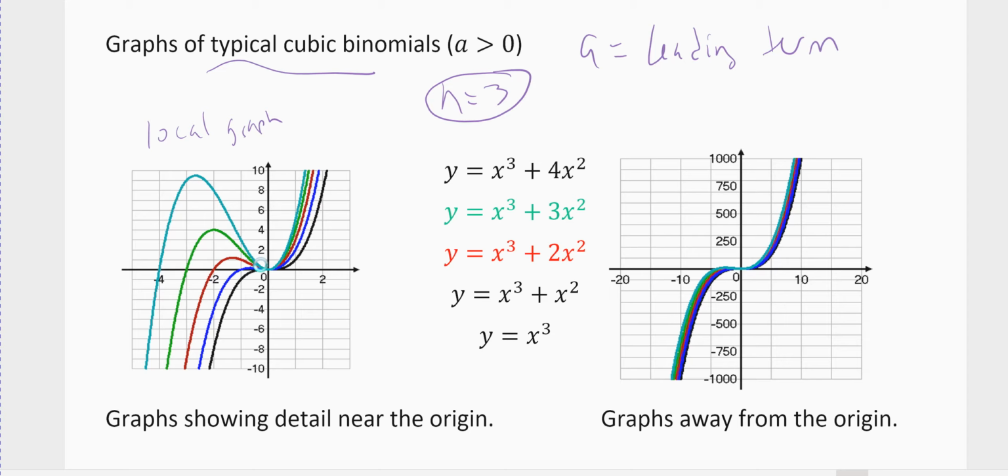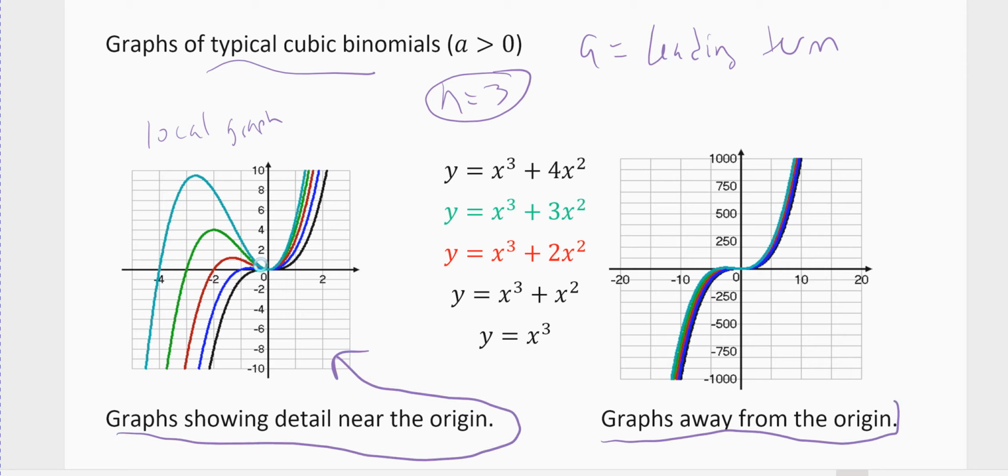But then when I zoom out, this is zoomed in near the origin, so the details of the graph happen near the origin. Then I zoom away from the origin. You'll see my window's much bigger here. I went out to 1,000 in both the y directions and 20 in the x directions. If you look at this, the graphs look like they're right on top of each other. They have the exact same shape towards their tails. So they're behaving the exact same way when I zoom out.